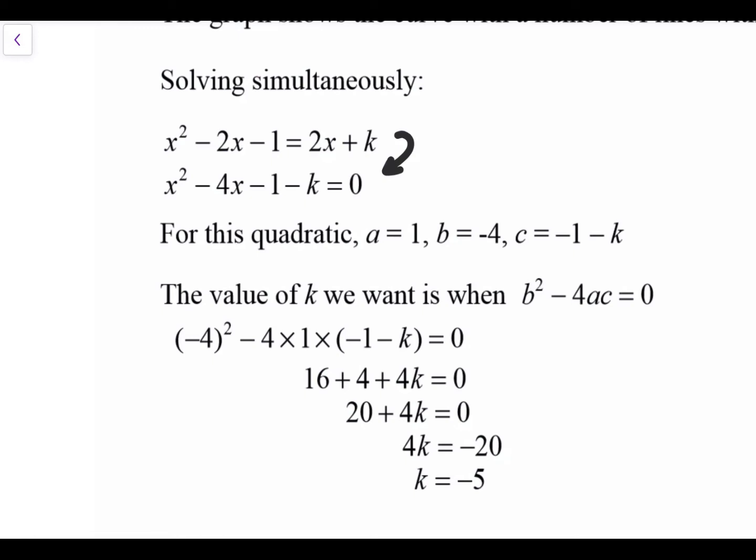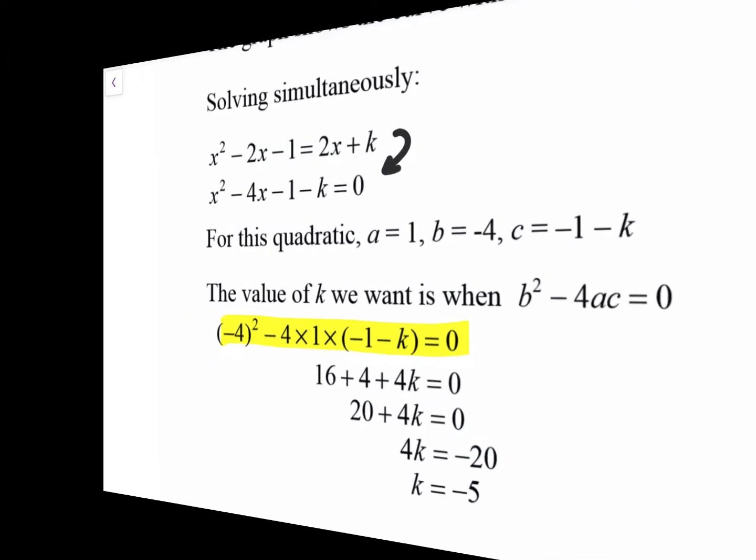Value of k that we want is when the discriminant is 0. So b squared minus 4ac equals 0 is this step here. Expand out the brackets, 16 plus 4 plus 4k. Be very careful with the signs. Equals 0. Solve that for k, and we get k is equal to -5. So that's the unique value there where that line is a tangent to the curve.